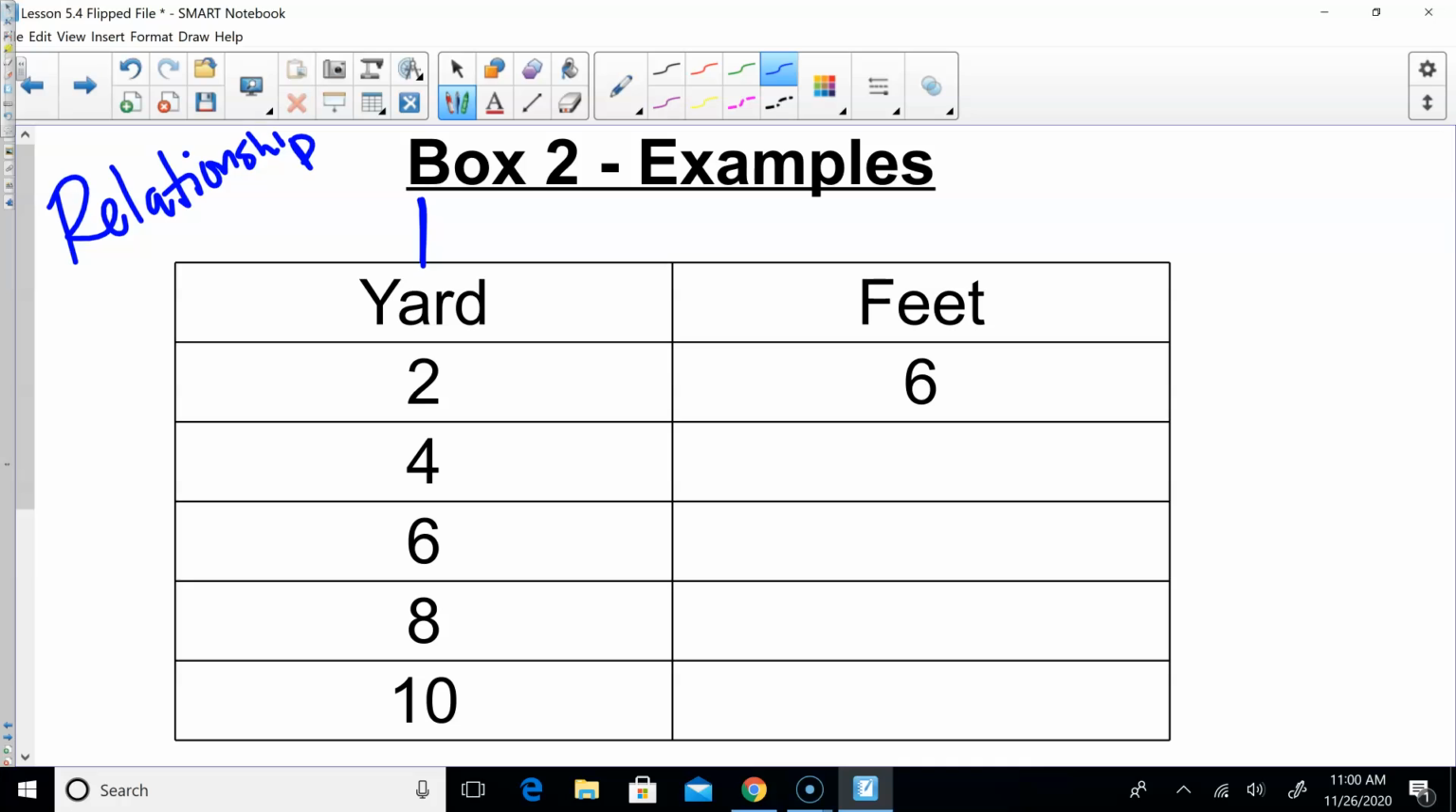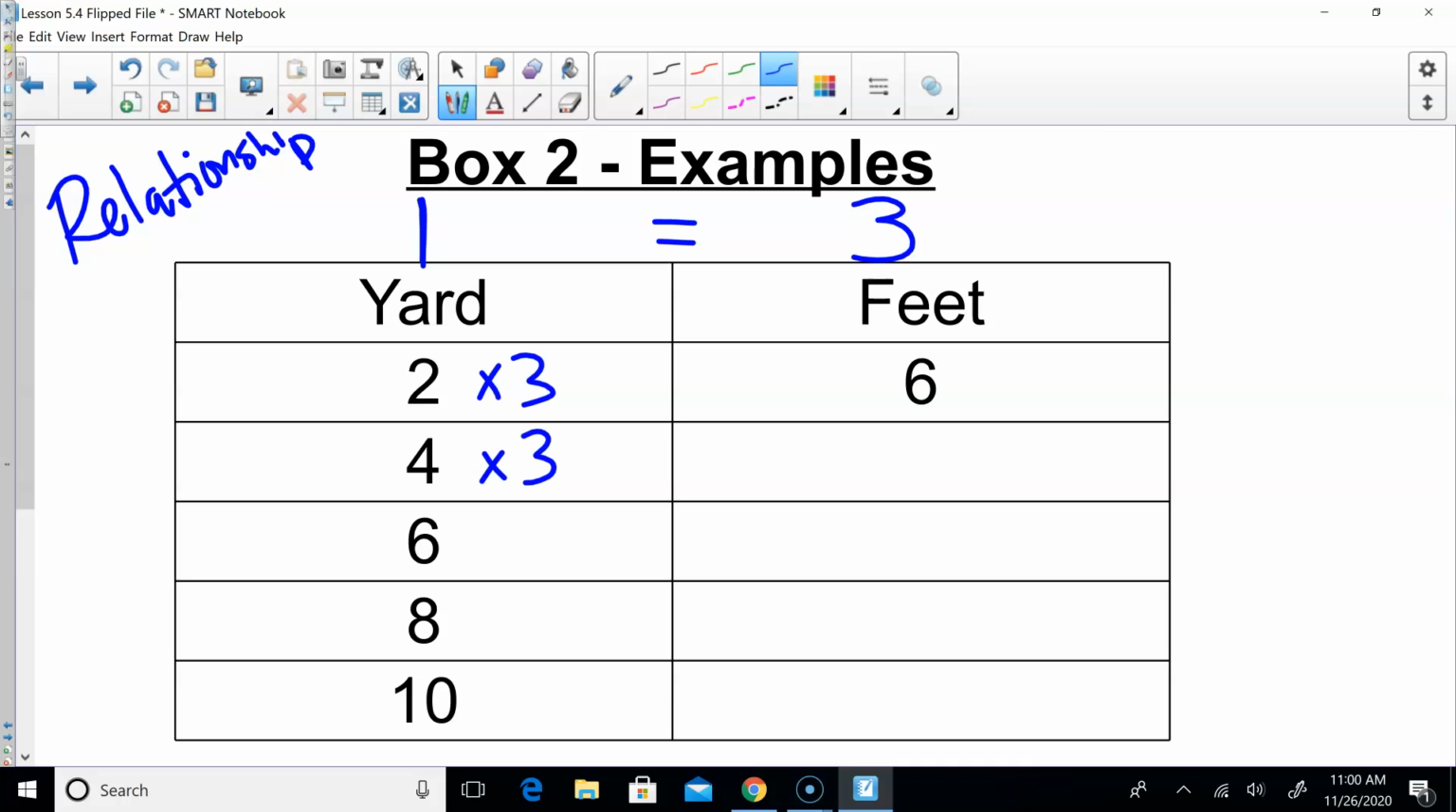How many feet are in a yard? I can go back to my notes and see that there are 3 feet in 1 yard. So that's my relationship. For every 1 yard, it equals 3 feet. So how did I get from 2 yards to 6 feet? Well, 2 times 3. Now notice that I don't just go in order, so I got to make sure I always take how many yards I have times that relationship.